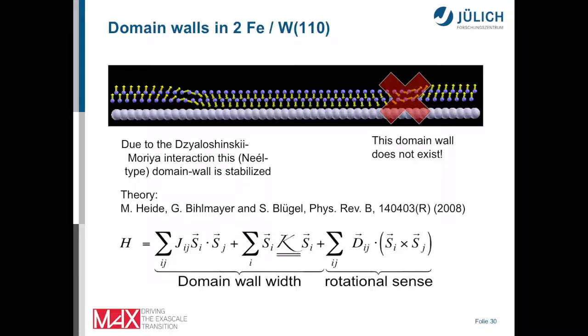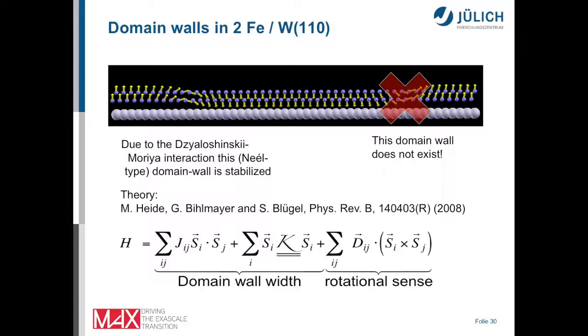And two-dimensional examples of such a behavior would then be skyrmions, where you also have the Dzyaloshinskii-Moriya interaction giving rise to a certain winding number of the magnetic structure. So this is what you can describe easily with spin-orbit coupling. These domain walls, the domain wall width is given by the exchange and the magnetic anisotropy, and the rotational sense is given by this Dzyaloshinskii-Moriya interaction.